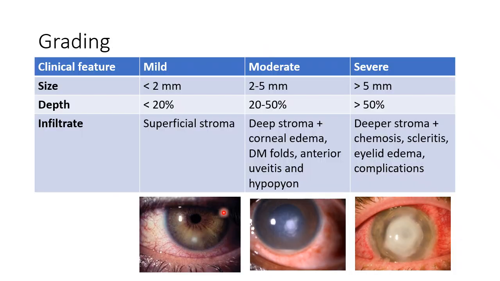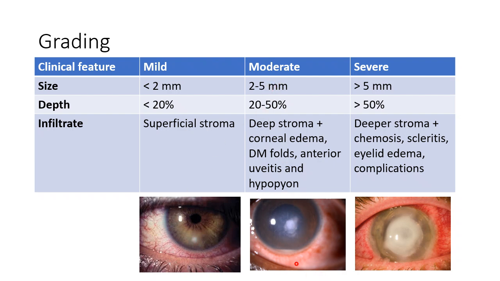Then we can grade the corneal ulcer according to the size, depth, and infiltrate because it has a bearing on the final visual prognosis. So it can be mild, moderate, severe depending on the size, 2 mm, 2 to 5 mm, more than 5 mm, depth of involvement of the stroma, 20%, 20 to 50, more than 50, and the characteristic of the infiltrate. For example, see a tiny infiltrate, probably less than 2 mm in size, no hypopyon, nothing, right? And it is also very superficial.